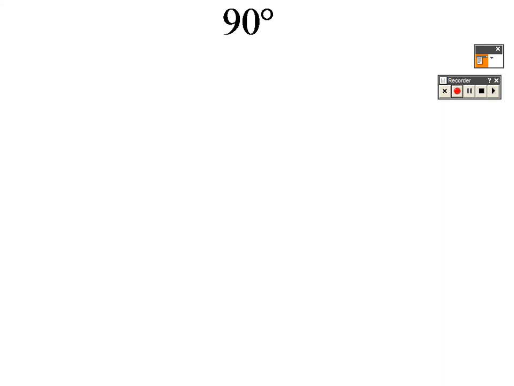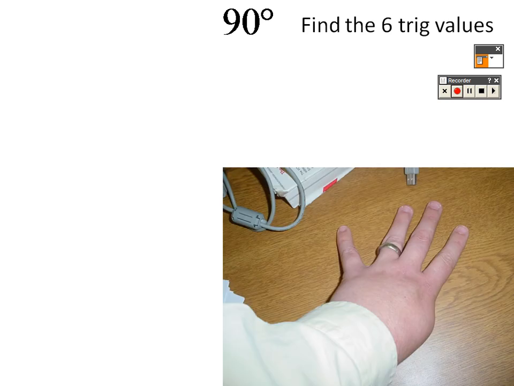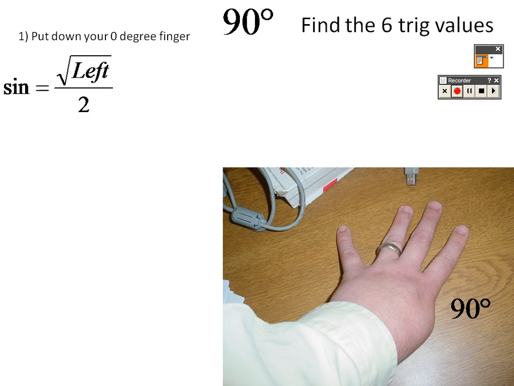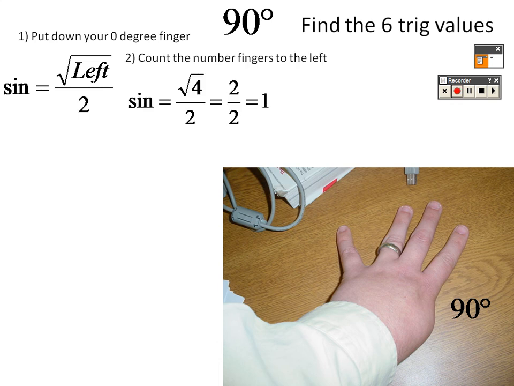And the 90-degree finger, find all 6 of those. You put your thumb down. That is the square root of the left for sine. So there's 4 fingers to the left. So that is 2 over 2 then, because root 4 is 2. So 2 over 2, which is 1. Cosine is the square root of right over 2.